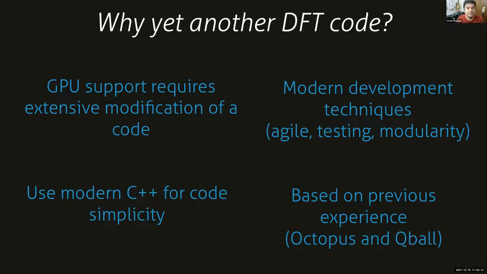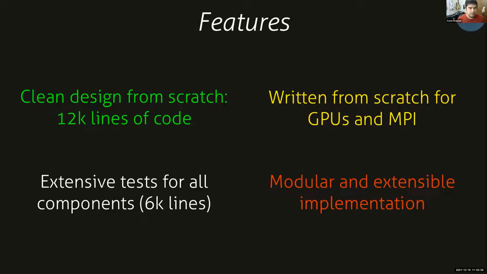And we decided, okay, we can start this, and we apply new ideas in code development that were not available some time ago, and that would allow us to write code fast and in a proper way. So we use modern C++. We use the modern ideas in C++ templates and a lot of these concepts. And also development techniques like agile, good testing and modularity. So we can have a code that is very compact and easy to develop, and we can do development fast. So this is how INQ was born.